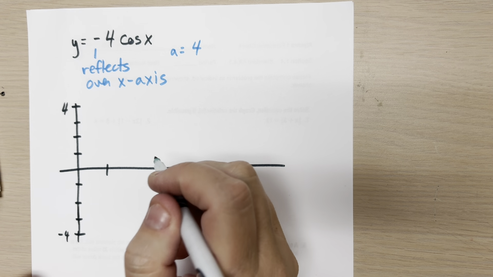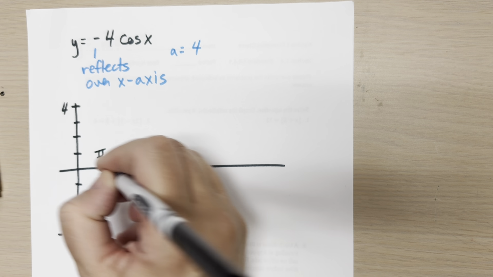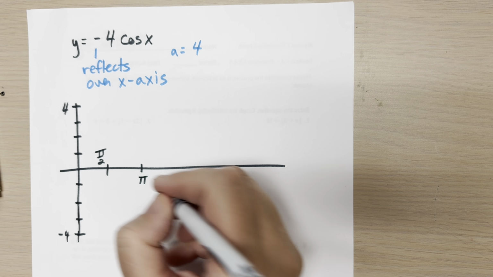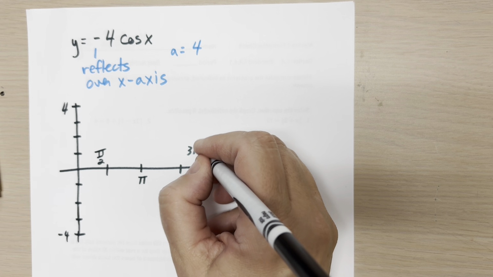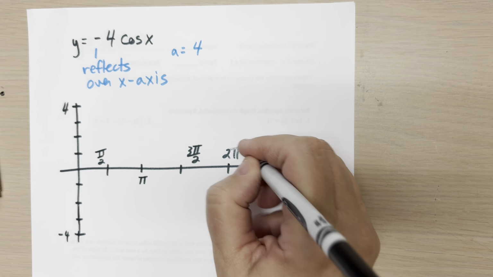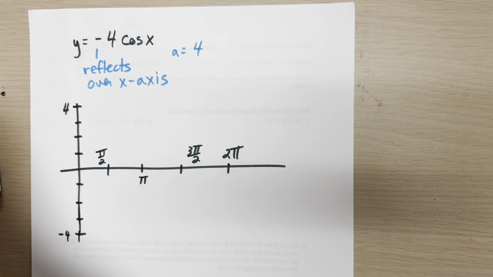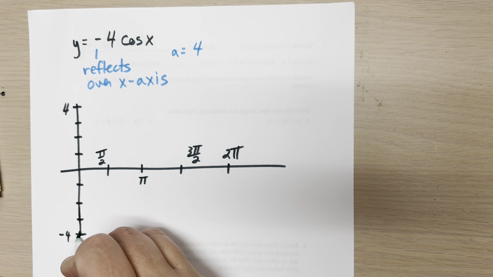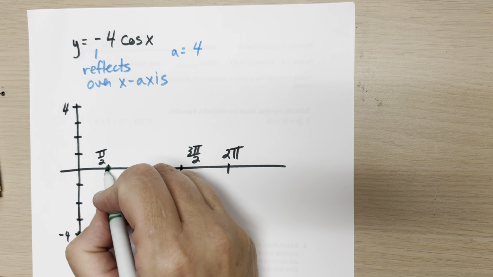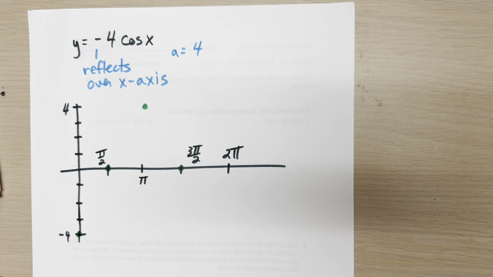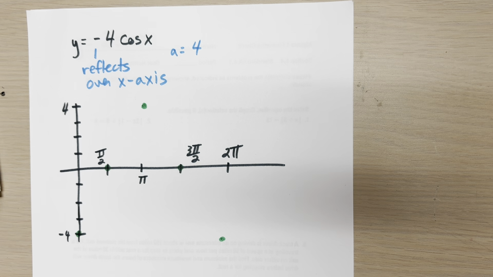Here is going to be pi over 2. Here is going to be pi. Here's 3 pi over 2. And finally, 2 pi. All right, let's see what happens. Normally cosine starts high, but because this is a negative, we're going to start low. So we're down here, then we're at the midline, then we're at the max, then we're back down at the midline, and finally at the min.